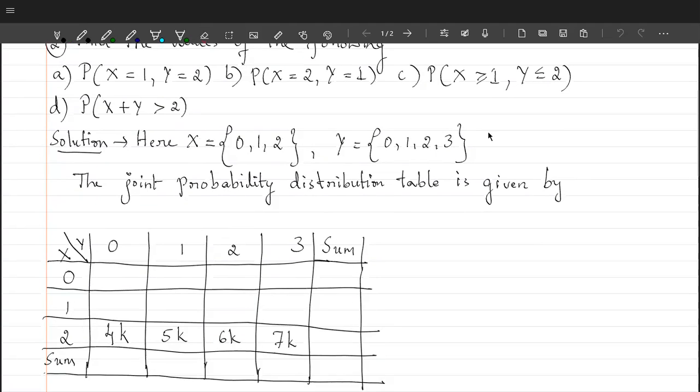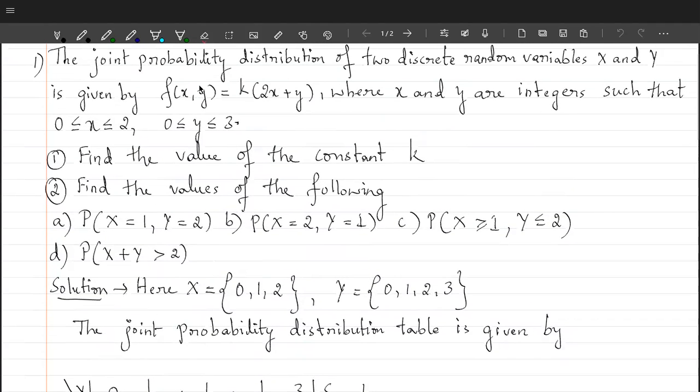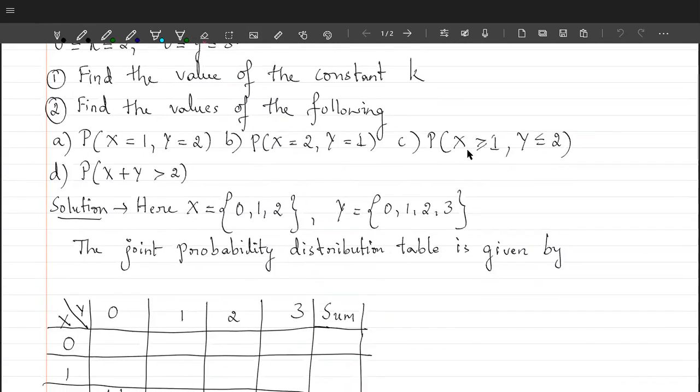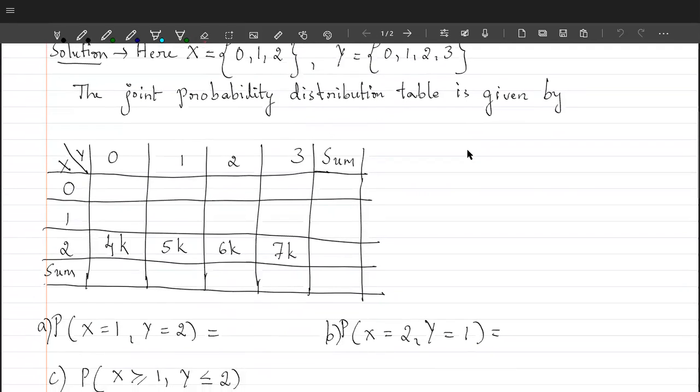Now using this you have to make the joint probability distribution table, and to make that you have to use this formula, or each probability is calculated by using this formula, that is f(x,y) = k(2x + y). That is, you have to put the corresponding values of x and y and calculate the value of the probability in this table. So now here x takes the values 0, 1 and 2. So x values are listed out here, 0, 1, 2. Y takes the values 0, 1, 2, 3. So y values are here.